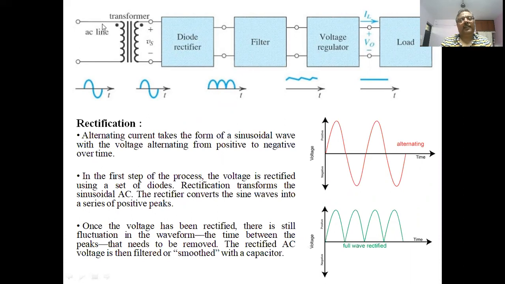You can see that the AC from the wall socket is fed to a transformer. This is a step down transformer. It steps down this alternating current to a desired voltage, and this stepped down alternating current is fed into the rectifier that consists of two diodes. It can also have four diodes like a bridge rectifier, but in our present experiment we will be using only two diodes. One diode for one direction and the other for the reverse direction.